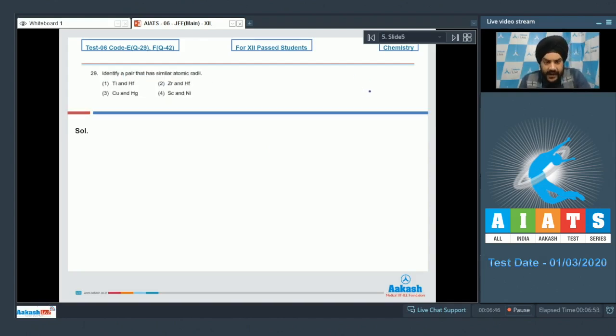Question 29. Identify a pair that has similar atomic radii. If we look at the options which are given to us, we have zirconium and hafnium in the second option. Zirconium and hafnium have similar atomic radii because of the lanthanide contraction. So for question number 29, we have to mark the correct answer as option 2. Let us look at the next question now.